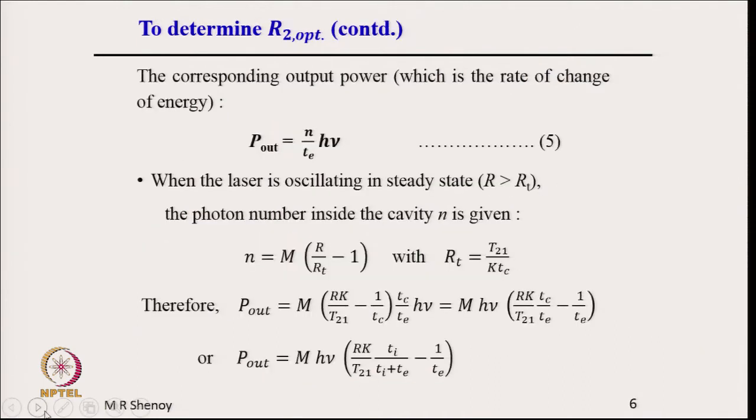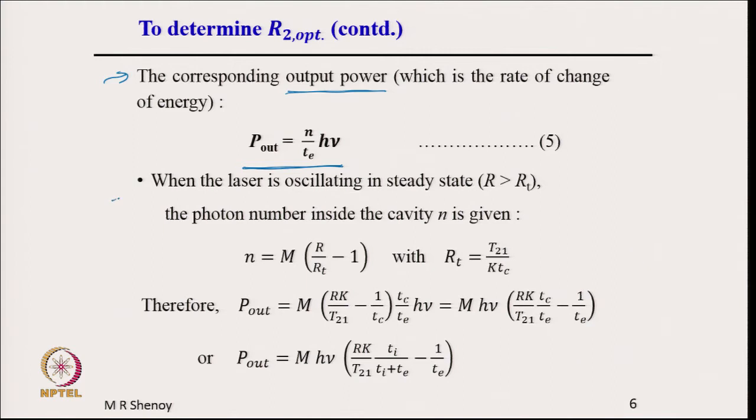Let us see next. The corresponding output power, therefore, which is the rate of change of energy, power is rate of change of energy, will be equal to P out is equal to n by Te into h nu. The minus sign is dropped because power is always positive. What is n by Te? N by Te is the rate of change of photon number, n into h nu is the energy. Therefore, n h nu by Te is the rate of change of energy, which is nothing but the output power. It is a very important expression, that P out is equal to n by Te into h nu.